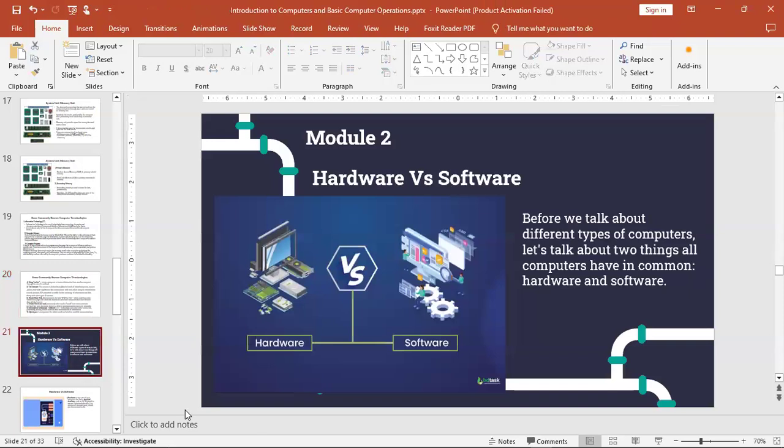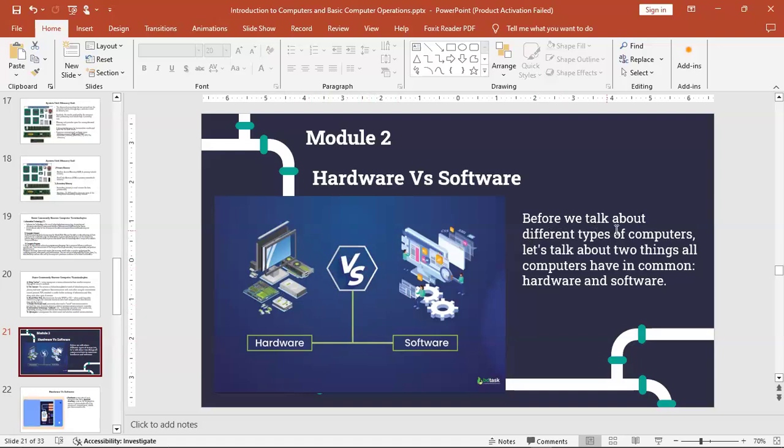Okay, we're almost done. Let's look at something: hardware versus software. Remember, at the beginning of this class, I mentioned hardware and software, and I said we're going to look at them in depth as the class goes on. So look at this diagram here. This diagram depicts the basic demonstration of hardware and software.